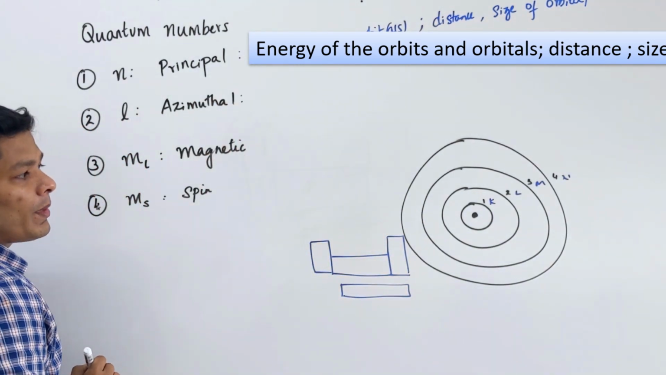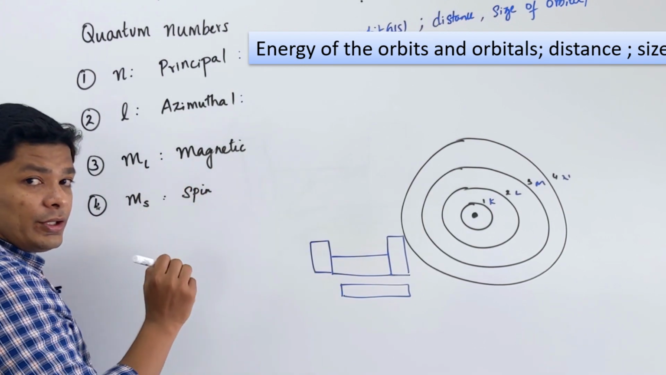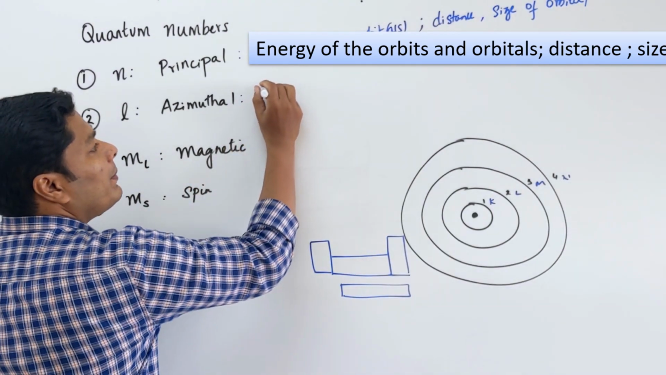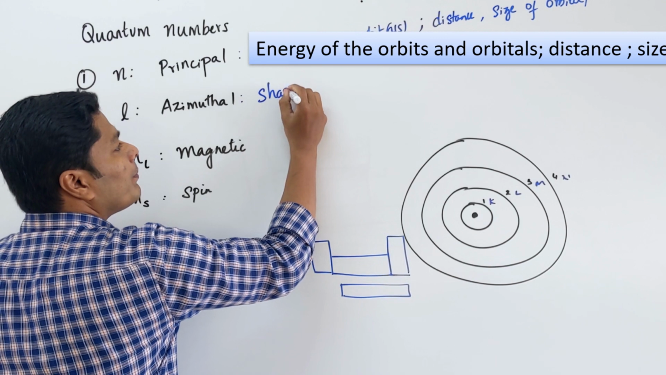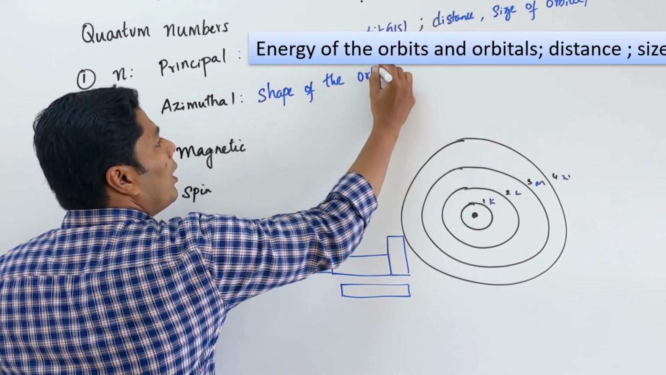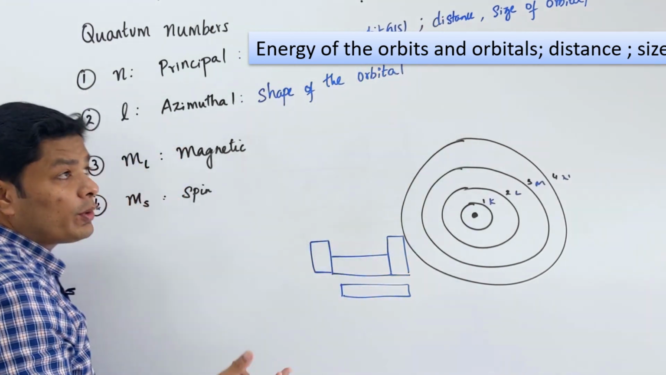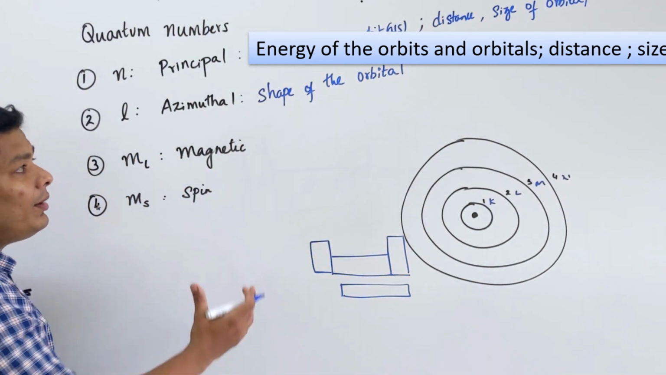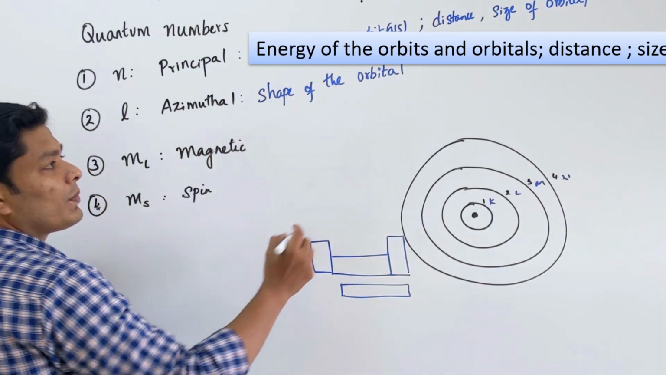Azimuthal quantum number, what does it tell you? It tells you two things. Primarily it tells you the shape of the orbital. Orbit oda shape solladu. Orbit is pretty much spherical. Orbital oda shape sollum. Okay.